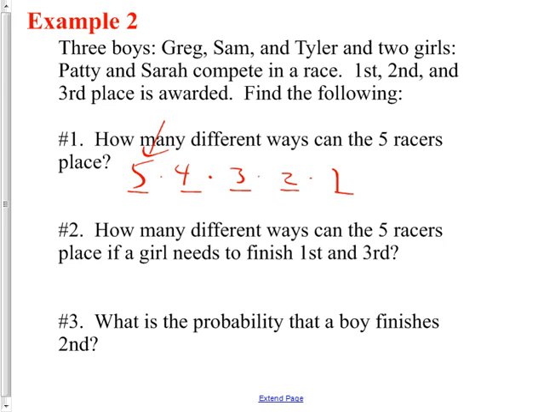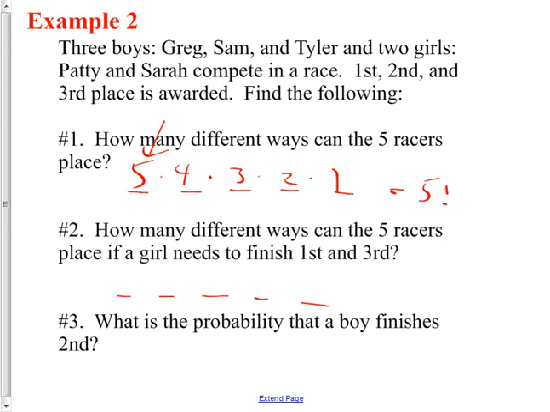You can't repeat people when you are doing a permutation because they can't be in 2 places at once. So if you said 5 factorial, that'd have been a good answer. All right, how many different ways can the 5 racers place if the girl needs to finish first and third? Ooh, definitely need to do this one with blanks.